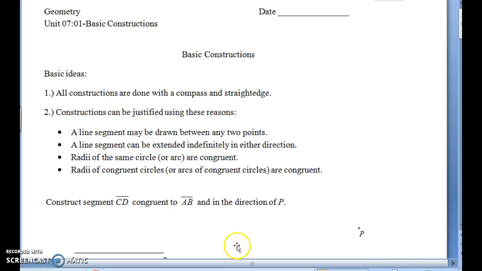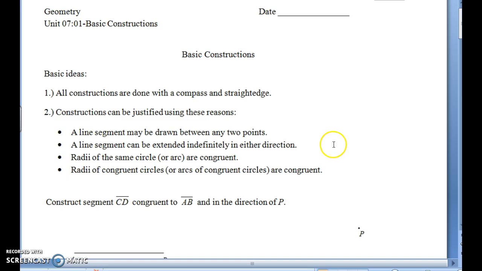This is Geometry Unit 7, Lesson 1 on Basic Constructions. Constructions are using the rules for geometry, segments and angles, to create different shapes without having to use measurement. When you have a construction, you have to have a compass and a straight edge. We're not going to use the straight edge as a ruler. We're not measuring. We are going to use the compass to figure out our measures.